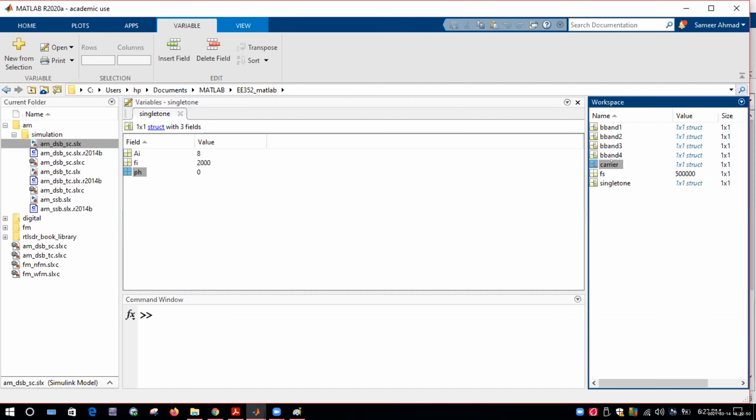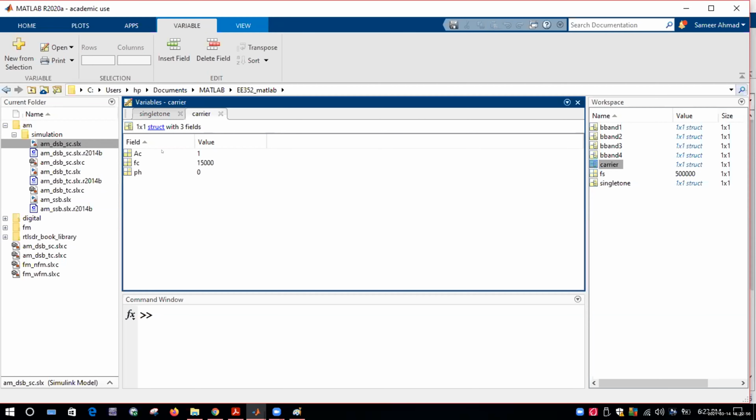Now, what is this one? Carrier. Double click on it. So this is your information signal, single tone. Single tone means your information signal, and carrier is your carrier frequency. Look at the carrier frequency. How much is the carrier frequency here? 15 kilohertz, meaning 15,000 hertz. And how much is the information signal frequency? 2 kilohertz. So in this block diagram, we are mixing 2 kilohertz with 15 kilohertz, right?